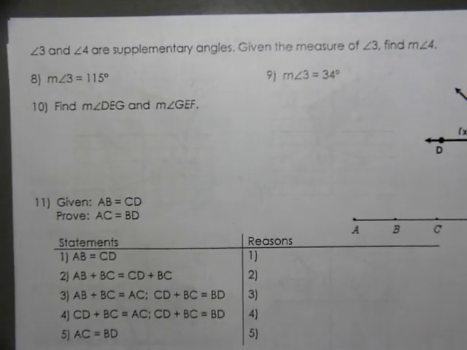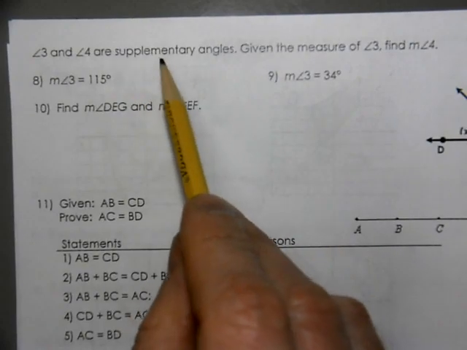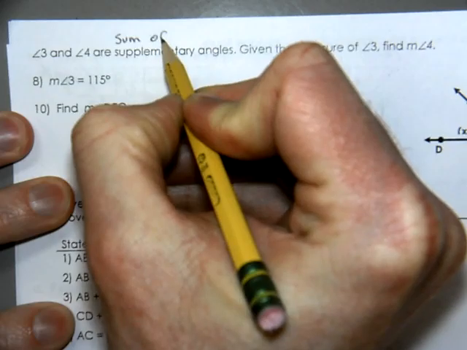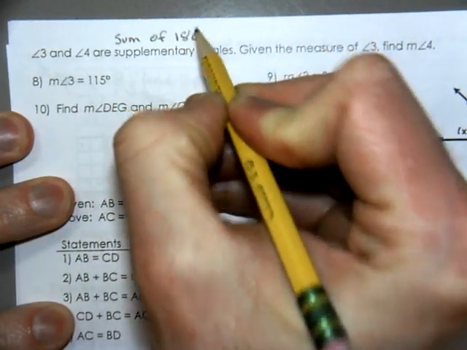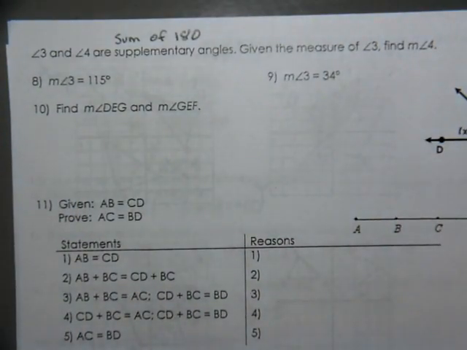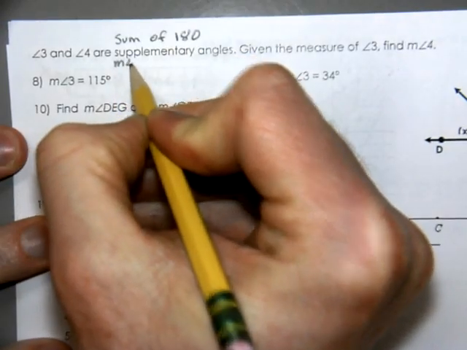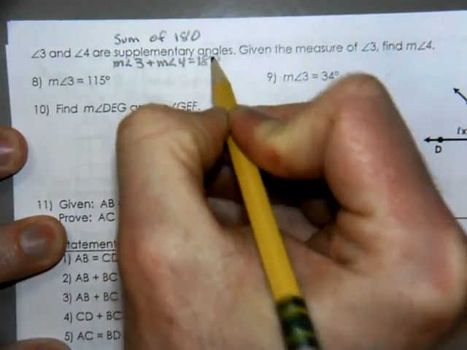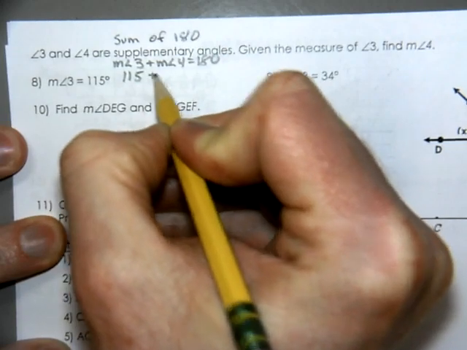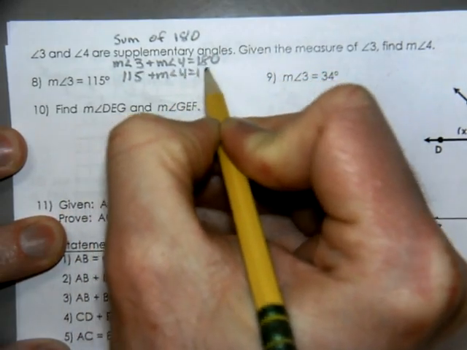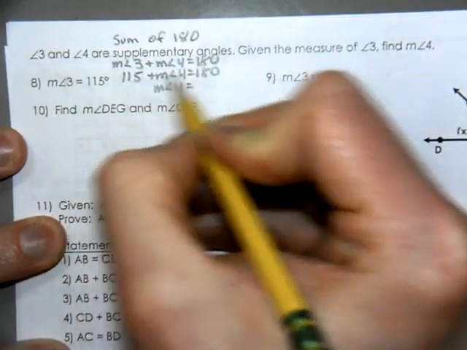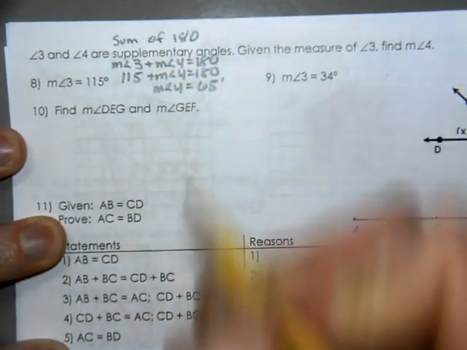On the next page, we're looking at angles 3 and 4, and they're supposed to be supplementary. That means a sum of 180. We'll be given the measure of angle 3, and we're looking for the measure of angle 4. So I know the measure of angle 3 plus the measure of angle 4 add up to equal 180. Plug in 115, subtract it, and we'll get 65 degrees.